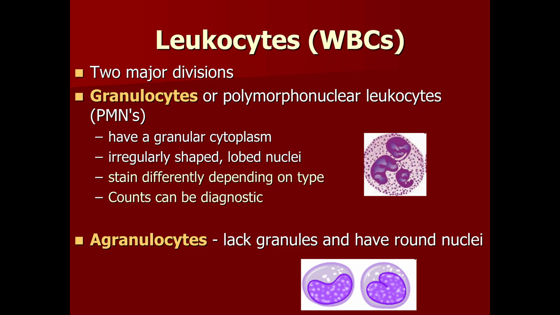The other type of leukocyte which will be important are the agranulocytes, and they lack these granules, and they typically have a relatively smooth and round nucleus. Right? And we'll talk about those later. Those are the monocytes usually, and the lymphocytes.